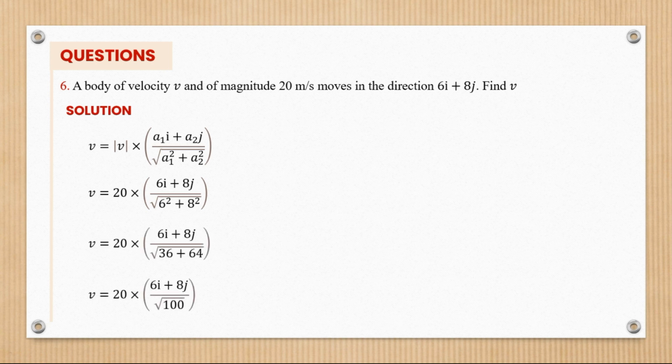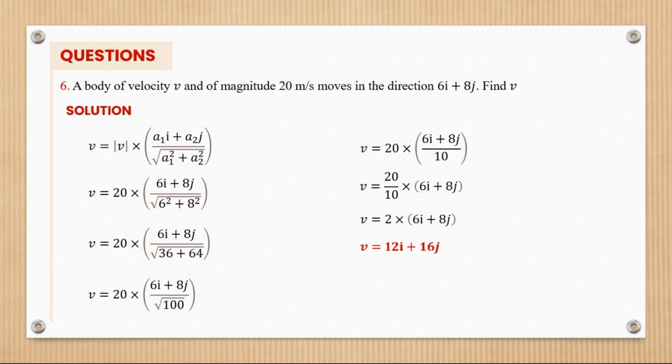So we shall have v being equal to 20 times 6i plus 8j over root of 100, which shall be equal to 10. So I can extract out the 10 and I'll have 20 over 10, which gives me a 2. Then if I multiply 2 inside, I'll have v being equal to 12i plus 16j, and that shall be the value of v. So that shall be the vector v.